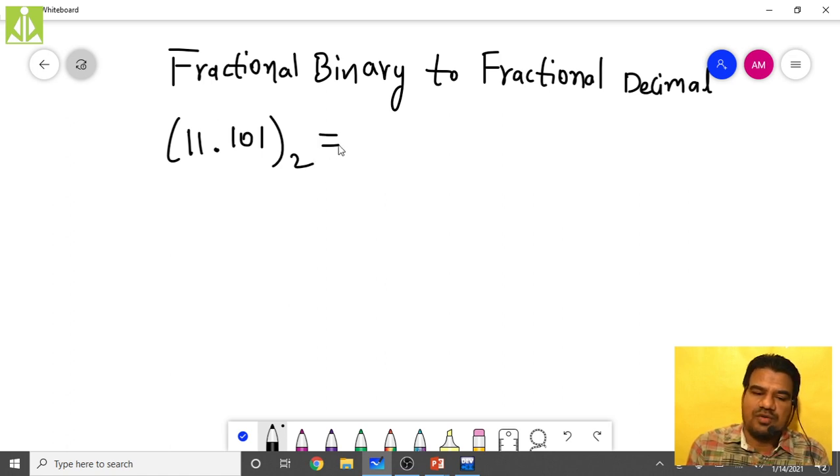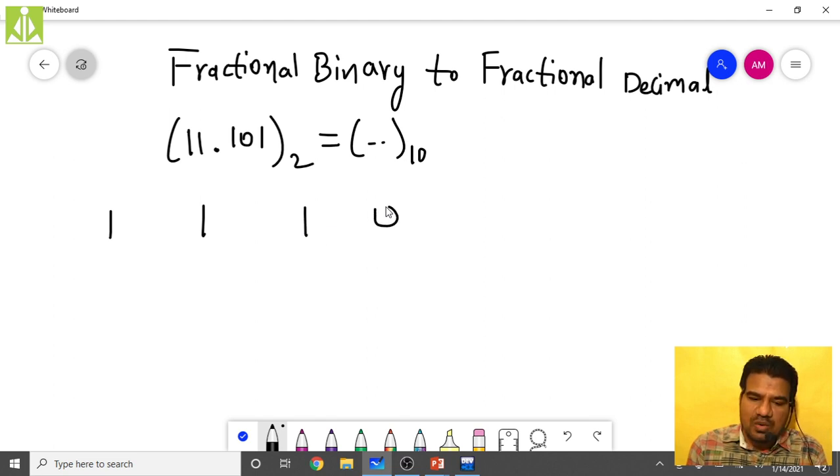So what we have to do is find the equivalent decimal form. Simply, as we do with regular binary numbers to convert them into decimal numbers, we write all those digits separated. So first you write 1, then another 1, then another 1, then 0, and finally 1. Just write all those digits separated, and then do the multiplication with 2.